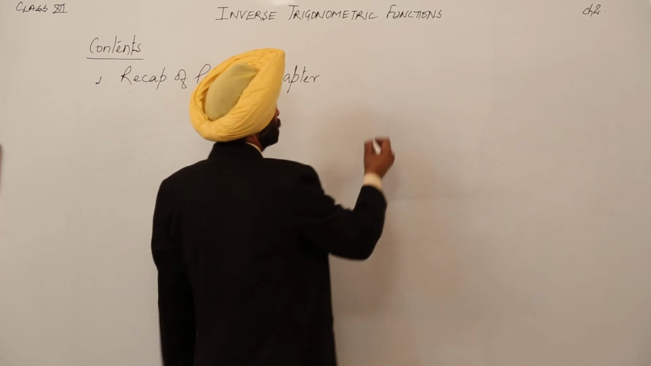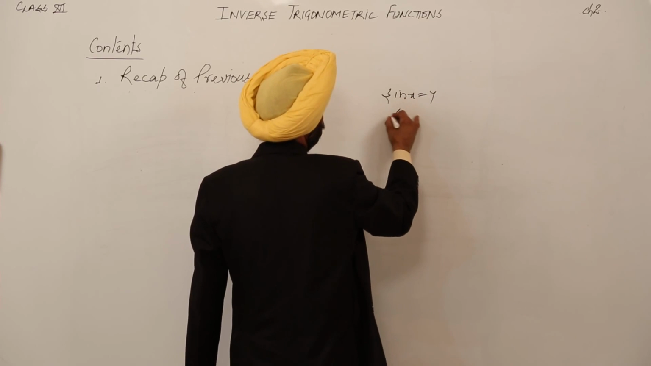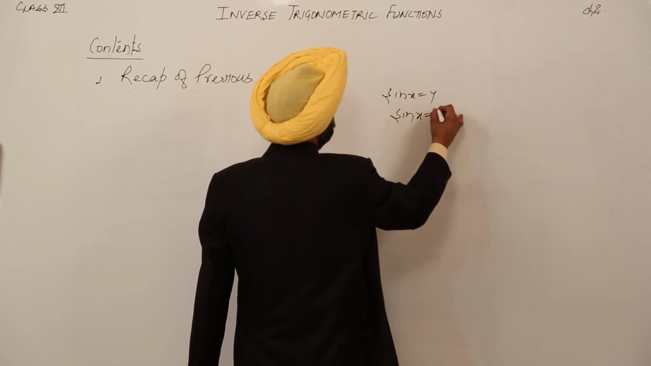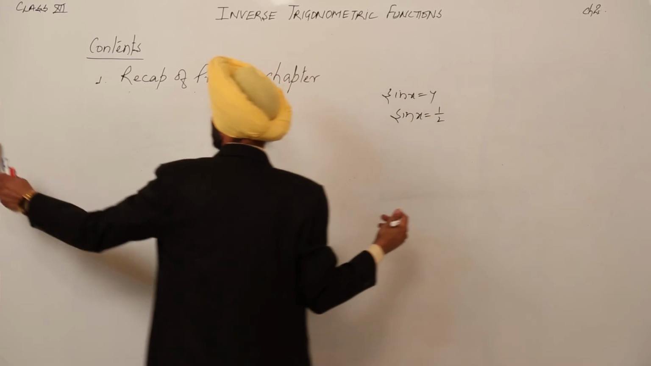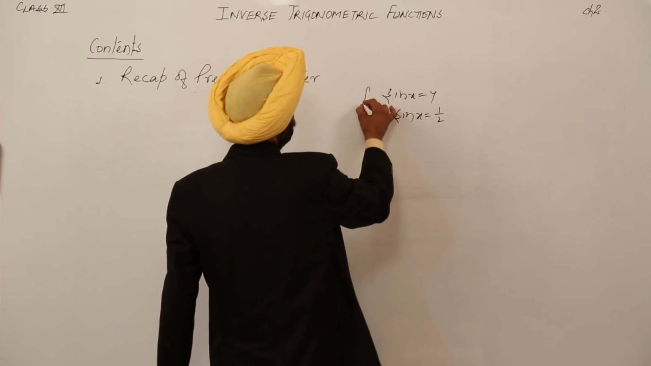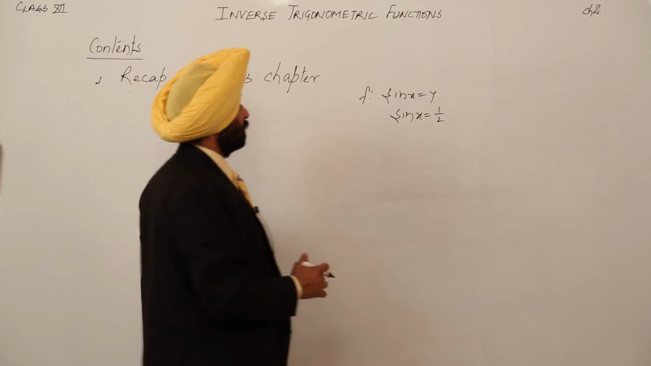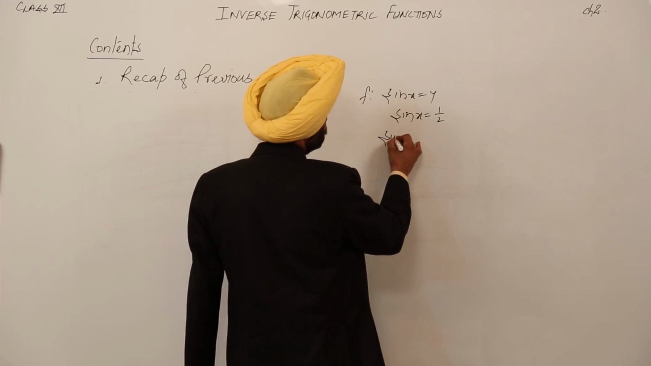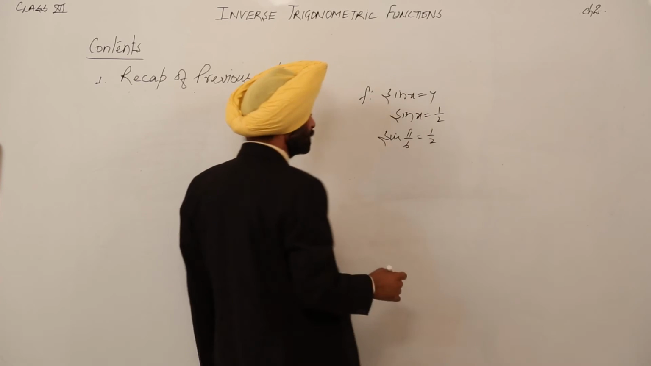Okay. Now suppose we are having sin x is equal to y, and we are writing sin x is equal to any value, suppose it is 1 by 2, any value. We can start from here. Now suppose we are starting from sin x is equal to half. Okay. Now where is sin x? When sin x is half, it is at pi by 6.